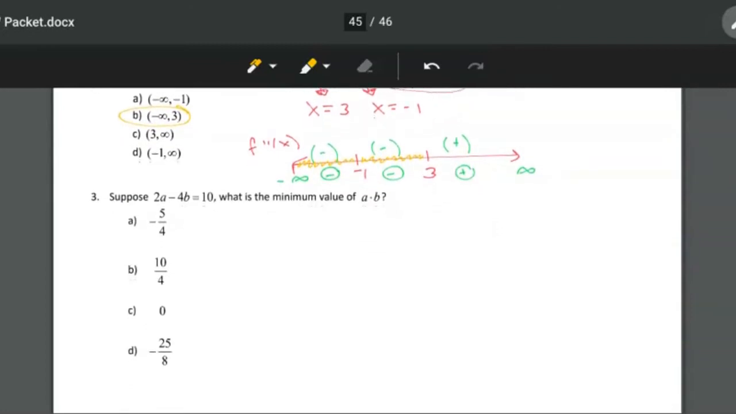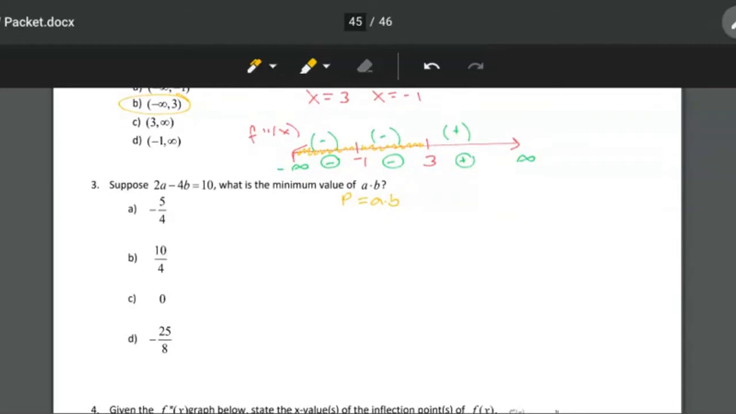Let's take a look at number 3. Suppose 2a minus 4b equals 10. What is the minimum value of a times b? First of all, I always like when the function has a name. A times b, literally give it any name. Let's call it p. P equals a times b.